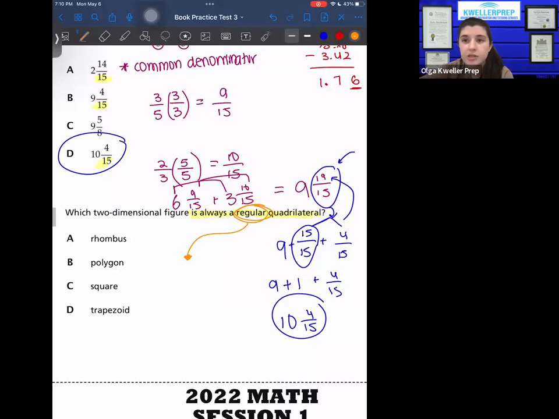The word regular is an important vocabulary word for you guys to have for your exam. The word regular means equal angles and equal sides. That means all the angles are equal and all the sides are equal. So now that we know that definition, in which shape are all the sides and all the angles always, always, always equal?